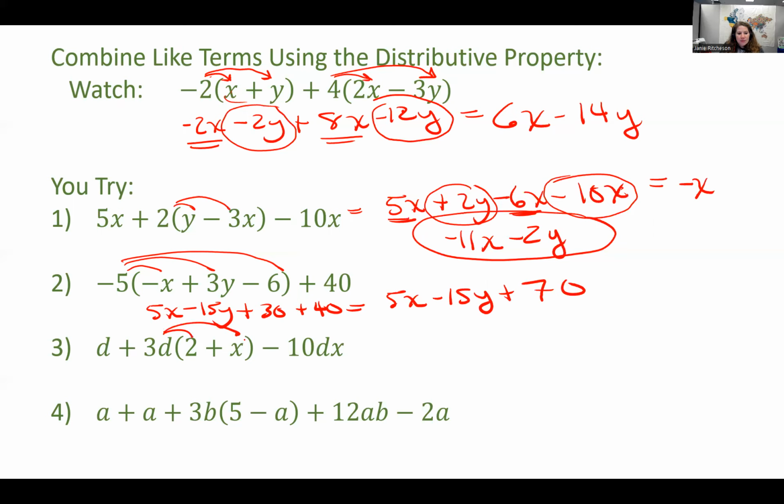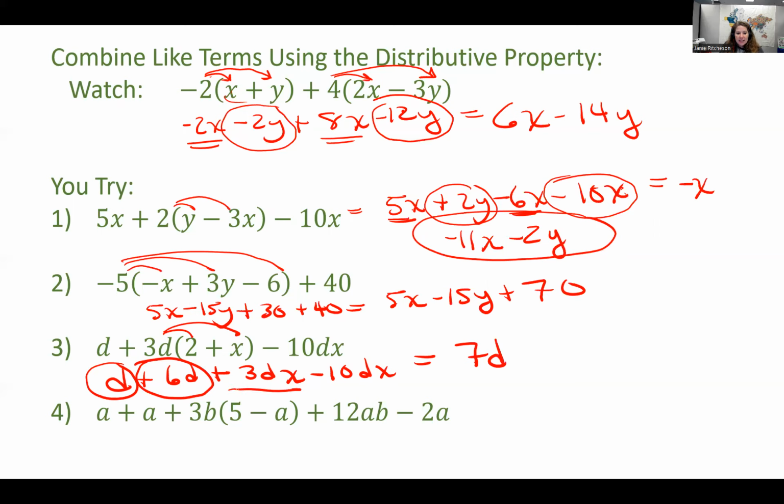And then we're going to distribute the 3d. So we have d plus 3 times 2 is 6d plus 3d times x is 3dx. And then we have a couple of like terms. So we're going to add 1d plus 6d, which is 7d. And then we have 3dx minus 10dx, which is negative 7dx.